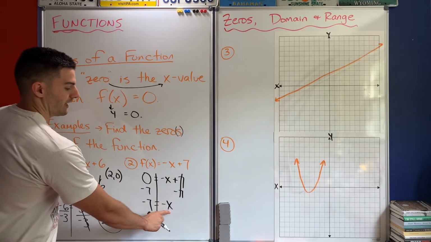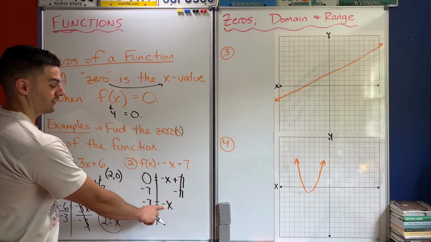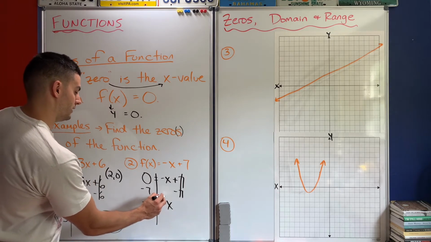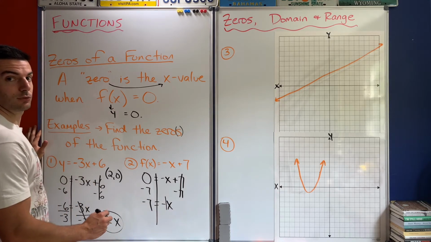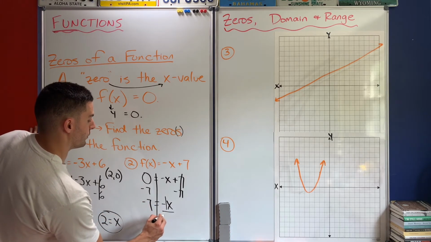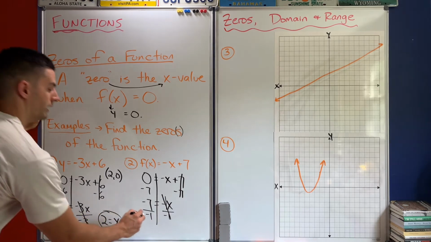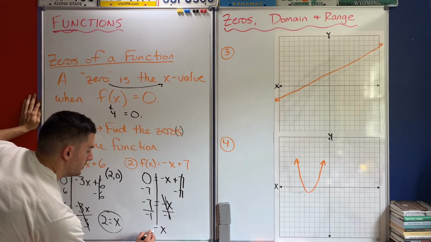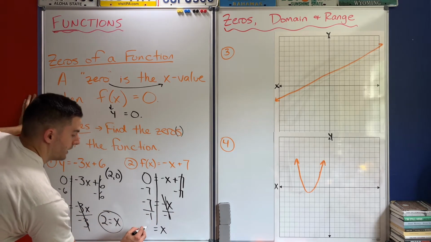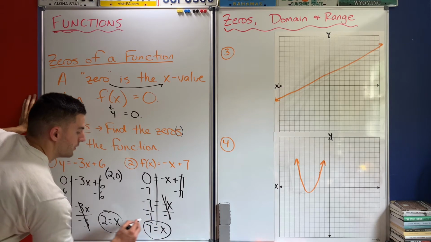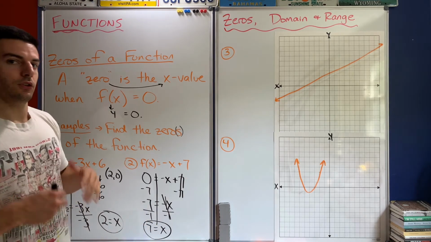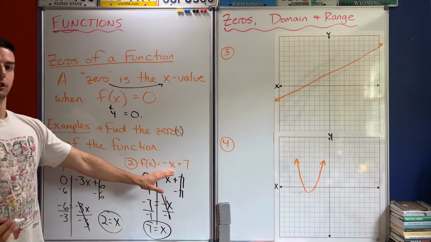And then again, this negative x isn't by itself yet. That's still representing a number. This is negative 1x, is what that's really saying. So I need to divide both sides by that negative 1 to cancel that negative. And then I do that, and I'm left with x equals negative 7 divided by negative 1, positive 7. Okay? So that's the 0 of this function, okay?